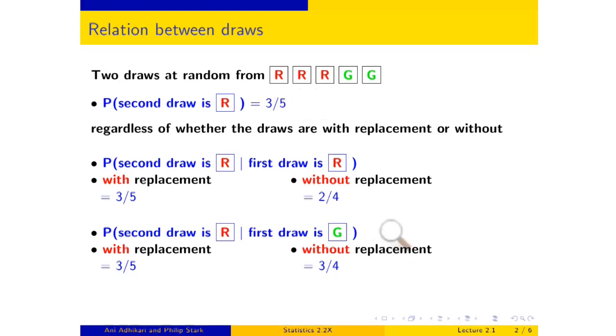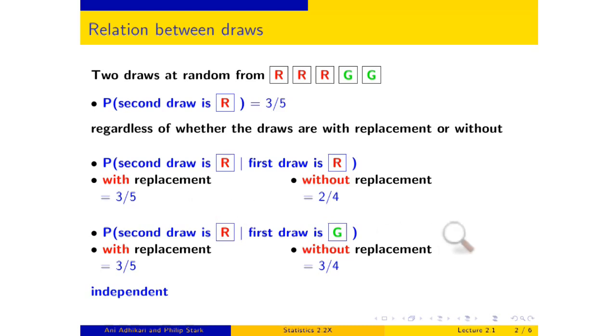And so it is in the conditional probabilities that you notice the difference between with and without replacement. With replacement, the chance of drawing red the second time is the same no matter what has happened the first time. This is called independence. The 2 draws are independent.